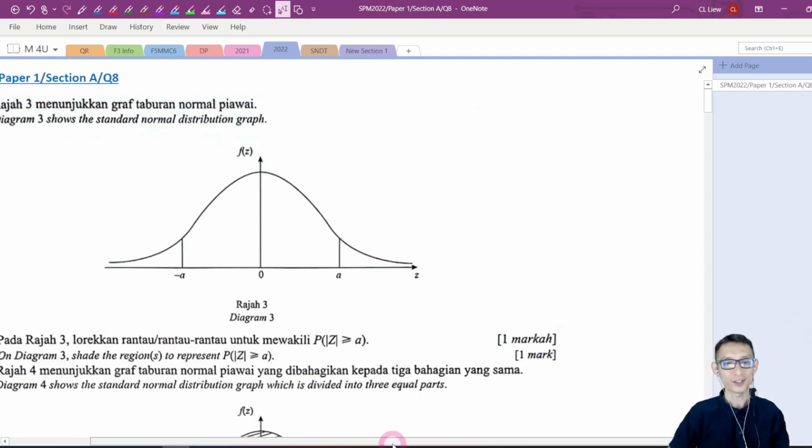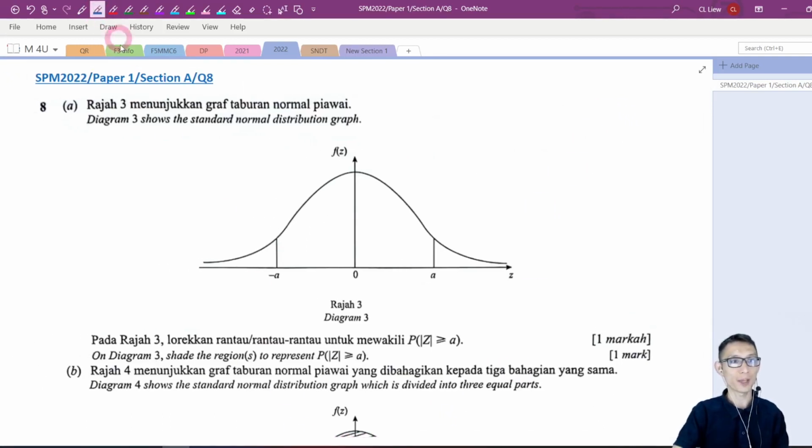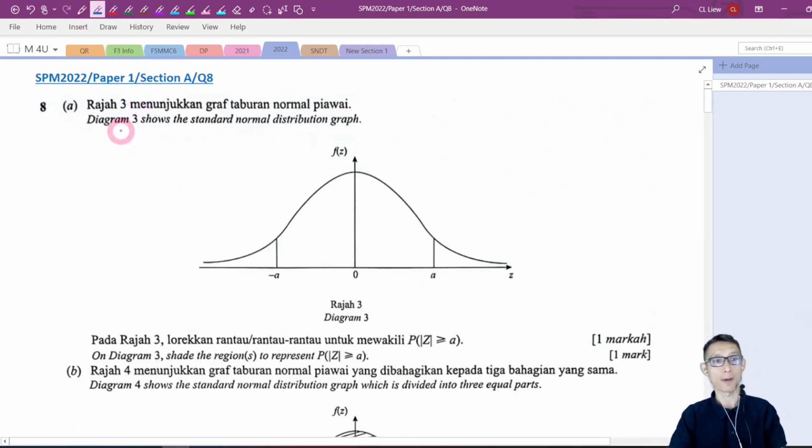Hi, let's try this question. This question is taken from SPM 2022, Paper 1, Section A, and it is from your Form 5 Math, Chapter 5, Probability Distribution. Now let's look at Part A.